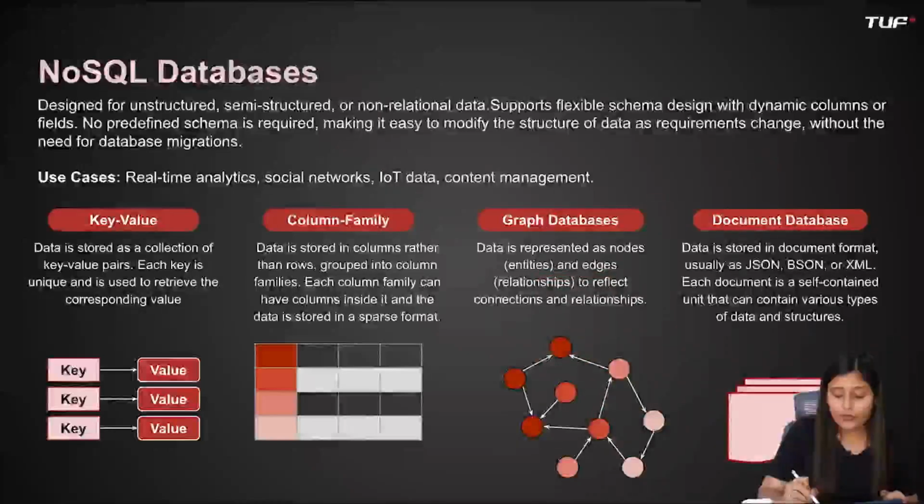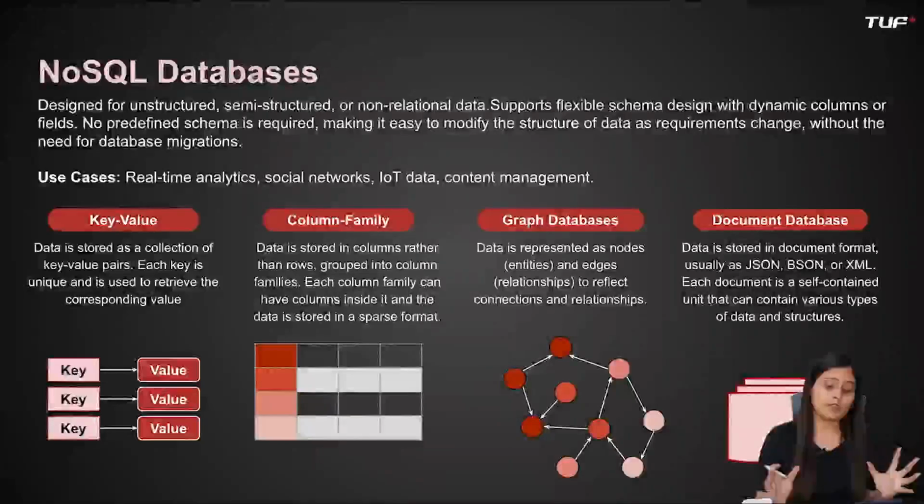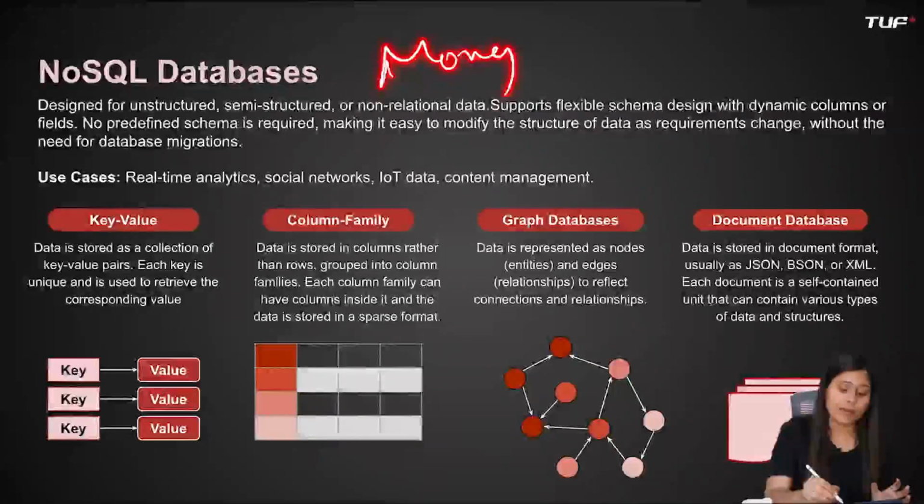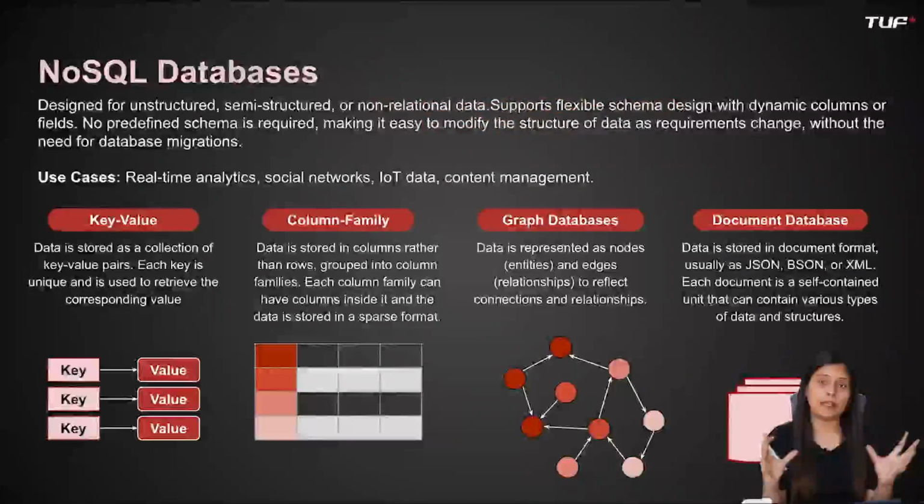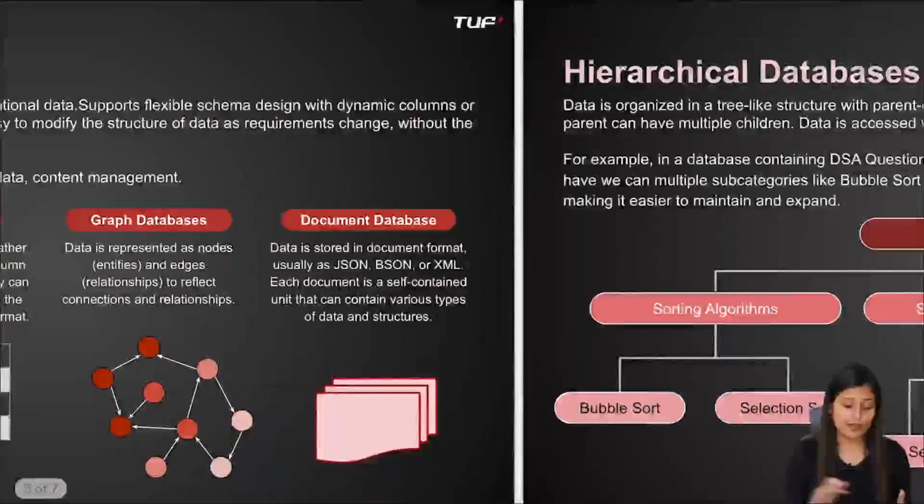Document database. So we store data in document format. Usually we take a JSON, BSON or XML file, and each document is a self-contained unit that can contain various types of data. So these were a few characteristics of the NoSQL database, whose example is MongoDB, which we use in large amounts, and in most cases we use MongoDB. So this is how the structure of a NoSQL database looks.